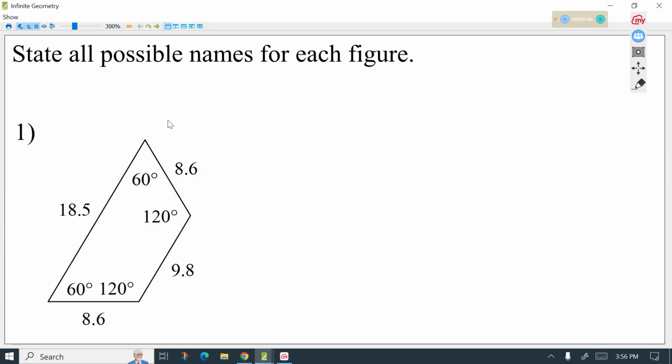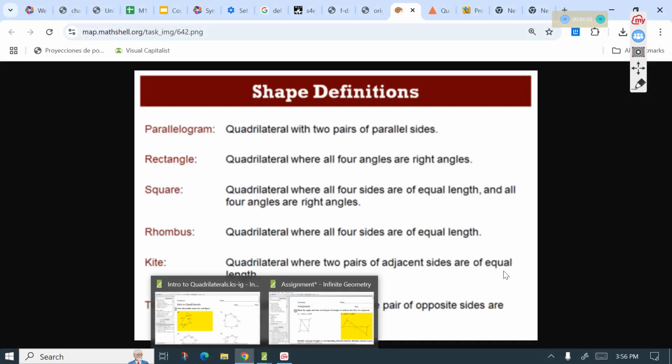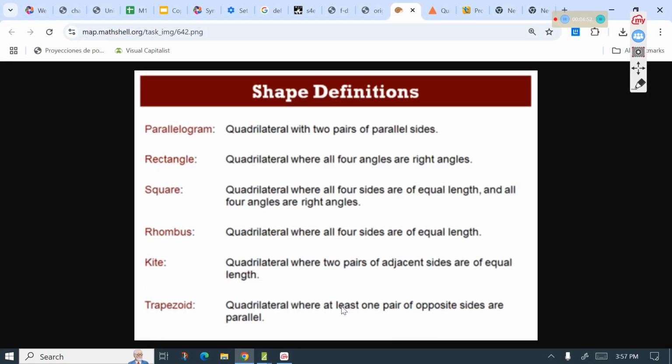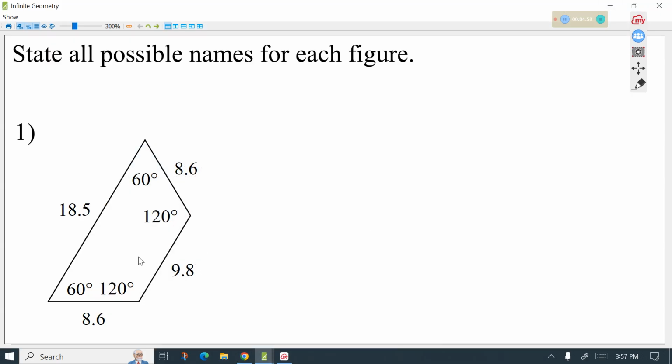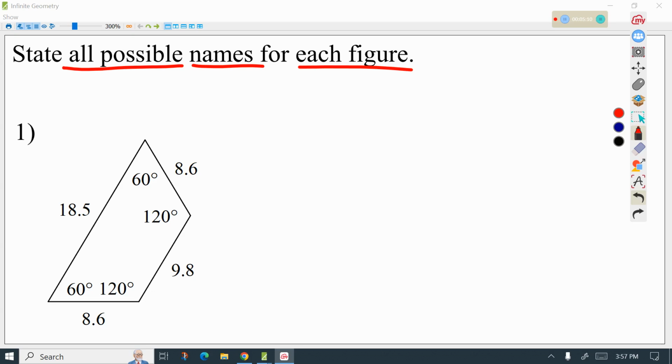So now we want to think about it. What kind of names can we have for this figure? If we go back to the definition of trapezoid, I want you to focus on the idea that there's one pair of opposite sides that are parallel. It's important to think about this right now. The problem here is that we know this is a quadrilateral. Like I've been telling my students on these problems, we want to state all possible names for the shapes that we have below.